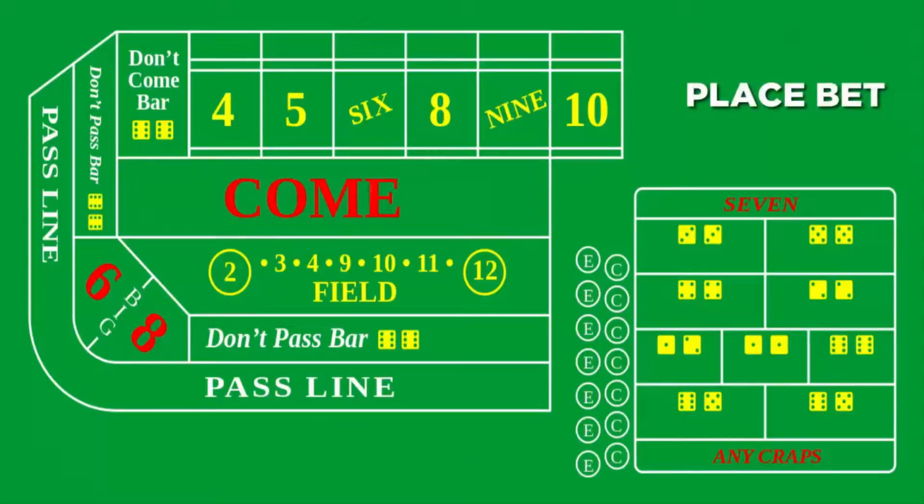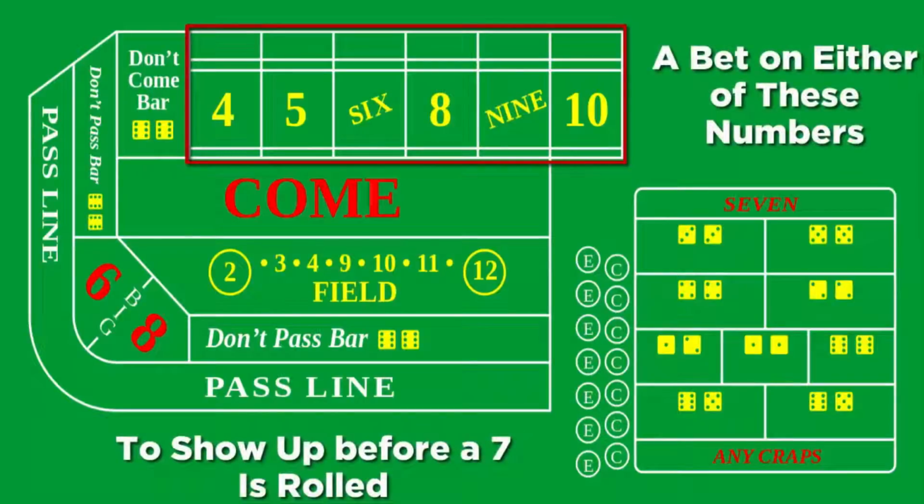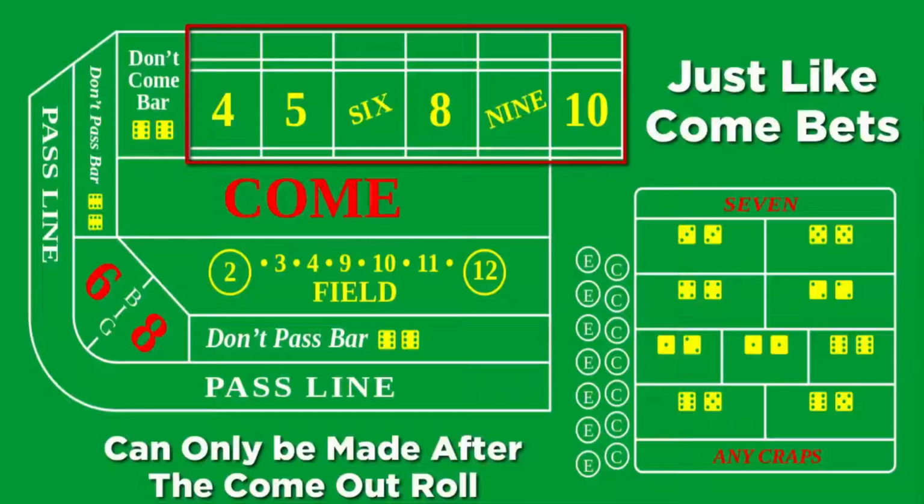A place bet is made directly on the numbers 4, 5, 6, 8, 9, or 10. When a player places a bet on any of these numbers, he is betting that such number is going to show up before a 7 is rolled. Just like come bets, place bets can only be made after the come-out roll.